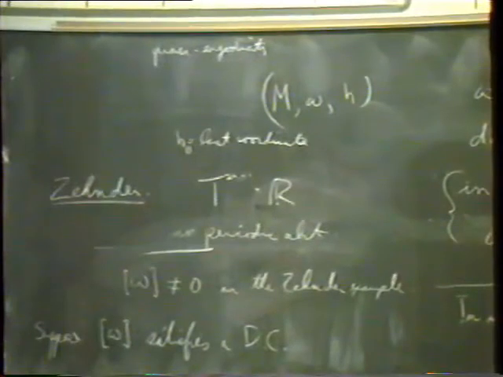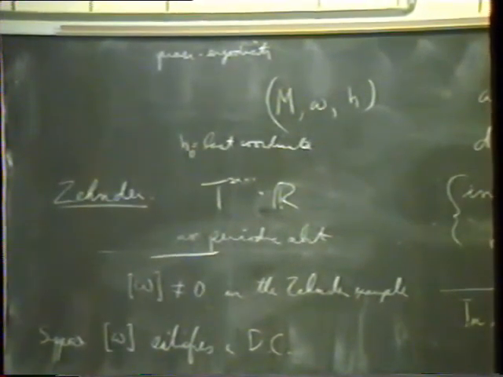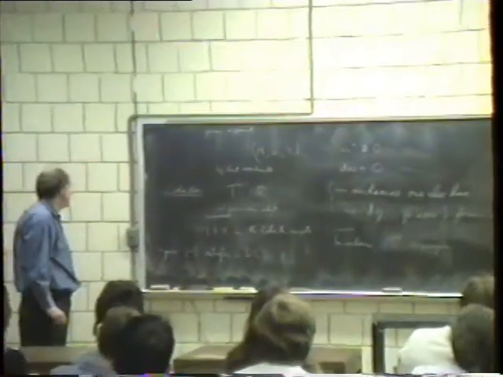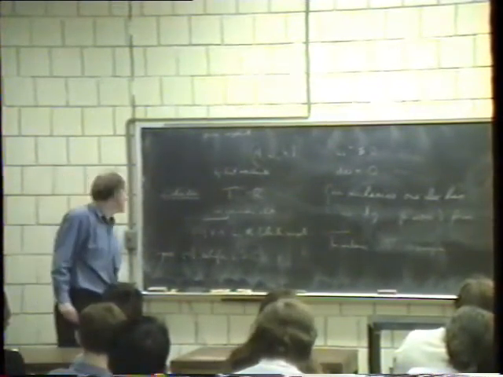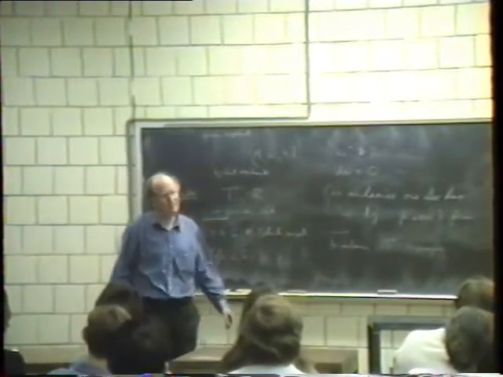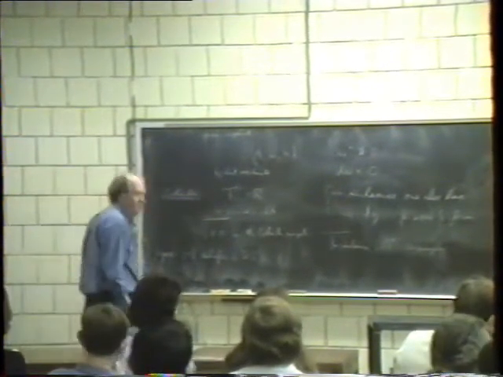Any n. Let's see, including 1? Oh, maybe not. That looks wrong for 1. I'm sorry, I think I misspoke. I think I have to start at n equals 2. Yeah, it's surely wrong for n equals 1.